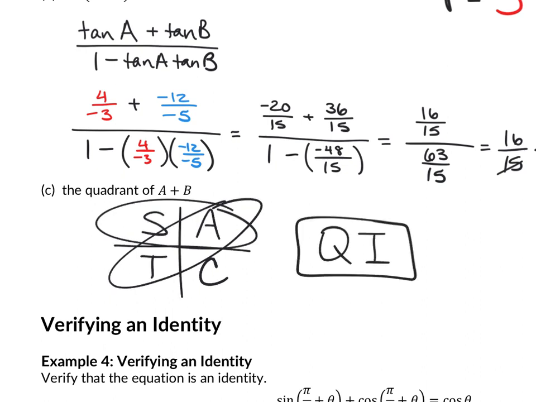So again, that's using problems A and B. In problem A, the sine of it was a positive number, and in problem B, the tangent was a positive number, so the only quadrant where that happens is quadrant 1.